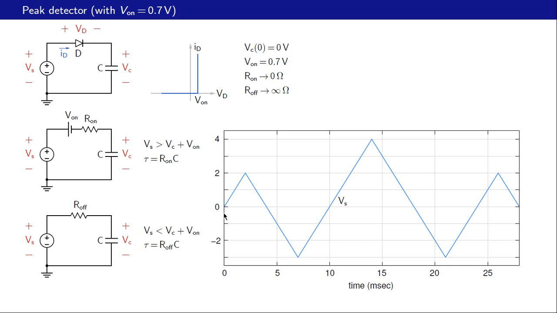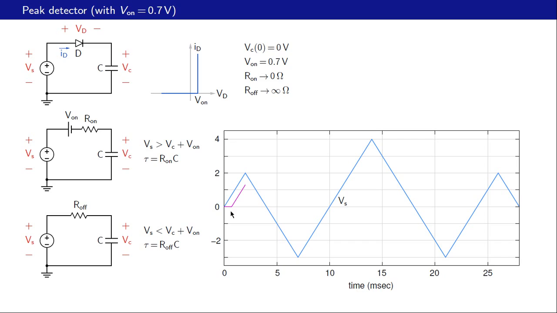Let us start at t equal to 0. We have the capacitor voltage equal to 0 and the input voltage also equal to 0, and now the input voltage starts rising. But unless the input voltage becomes equal to 0.7 volts, the diode cannot conduct, and therefore the capacitor voltage remains at 0 volts. So let us see that part of the plot there. So that is this part here.